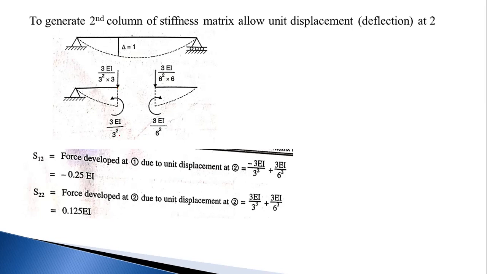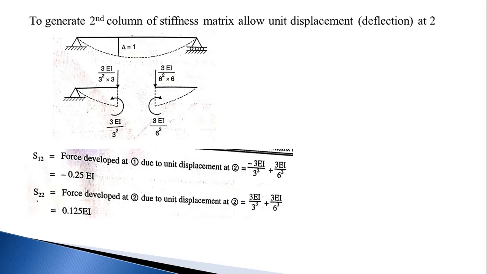C, that is 3 EI by L square, and 3 EI by L square for this AC and for this BC part. See here, the direction of the force is downward and rotation is anti-clockwise. So it becomes minus 3 EI upon L square plus 3 EI upon 6 square. So S12 is minus 0.25 EI.